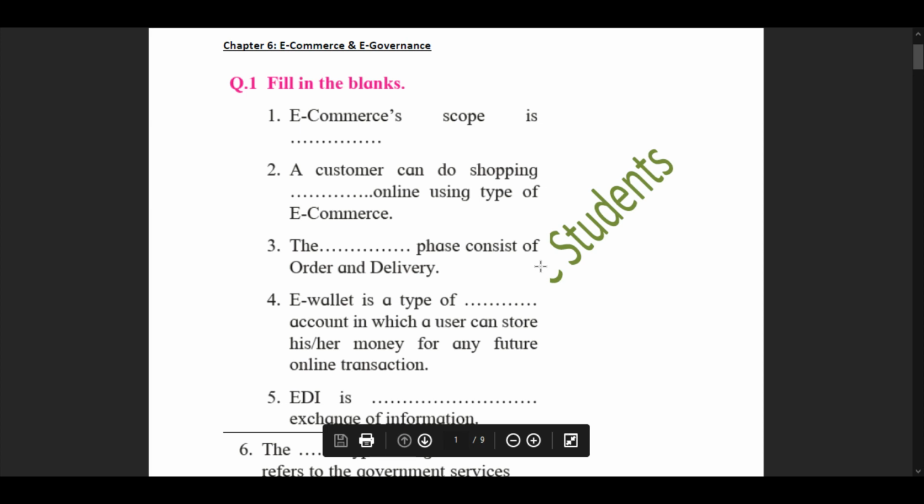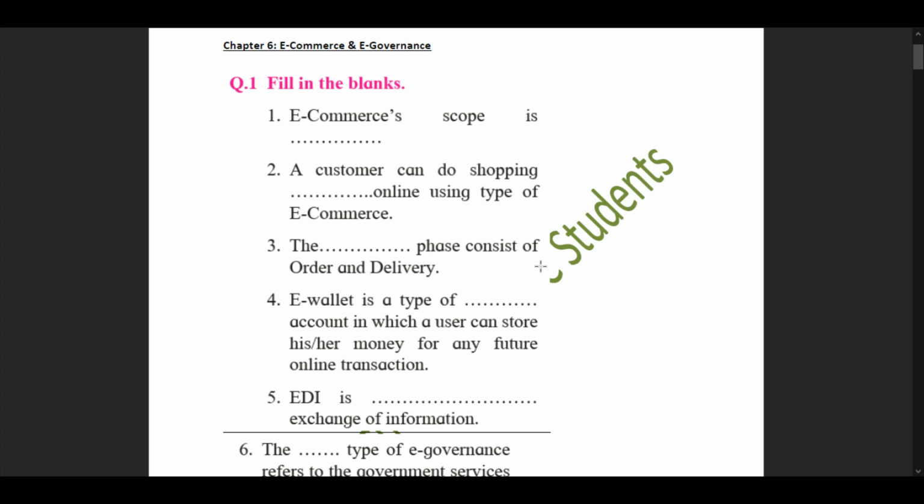Question 1, fill in the blanks. Sub question 1, e-commerce scope is dash. So the answer here would be global. E-commerce scope is global. Then we move forward to sub question 2. A customer can do shopping dash online using this type of e-commerce. A customer can do shopping B2C online using this type of e-commerce.